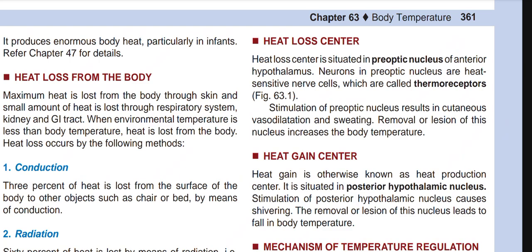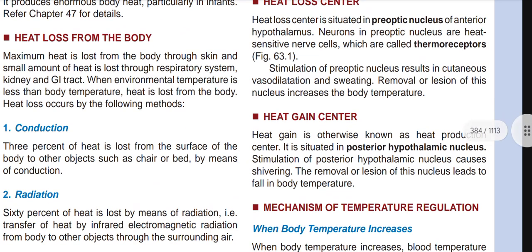So what is the heat loss center? The heat loss center generally helps to cut down or decrease the body temperature. In the anterior hypothalamus there is a nucleus present, the preoptic nucleus, and the neurons present in it are heat sensitive nerve cells, also known as thermoreceptors. When these cells get stimulated, cutaneous vasodilation and sweating occur, and all of us know that sweating cools down the body temperature.